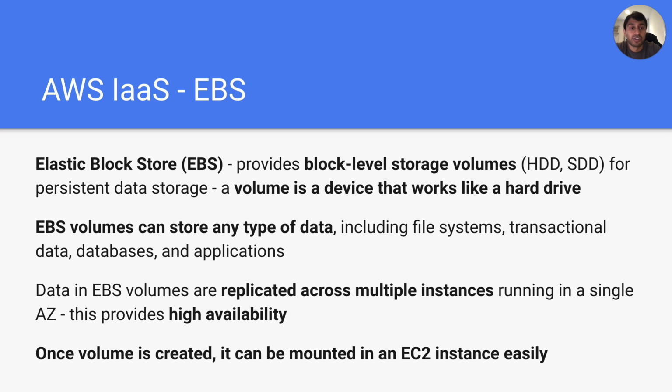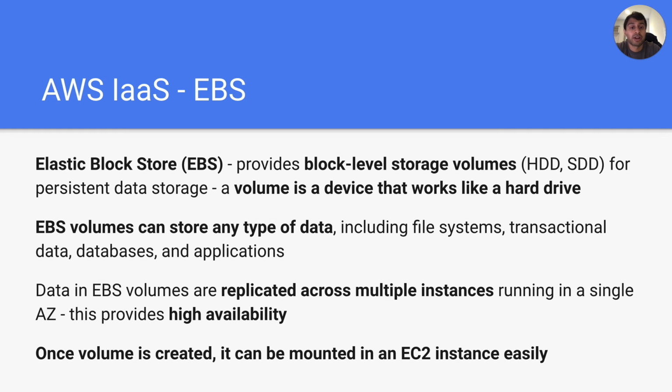Moving on to another infrastructure as a service for storage, which is actually even more granular than EC2, EBS, known as Elastic Block Storage. EBS provides block-level storage volumes, either HDD or SSD, for persistent data storage. A volume is a device that works like a hard drive. So now, instead of provisioning a full host, you're now just provisioning a hard drive. You don't need the compute power of the machine, you just need the space.